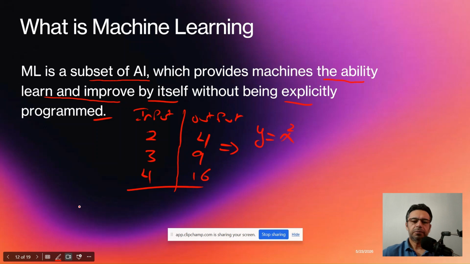Then later on, once we want to use the model, let's say if the new input that will be given to the machine is 5. So based on that, the output that will be generated will be 25, because this model has already been created based on the data, based on this training data.